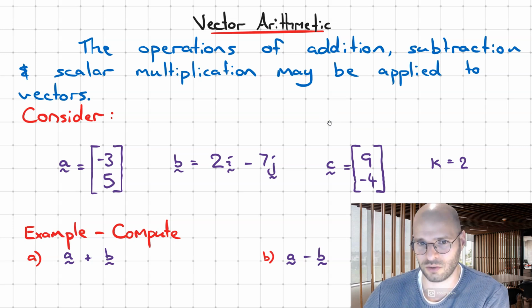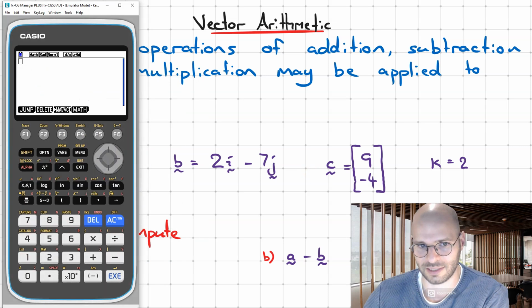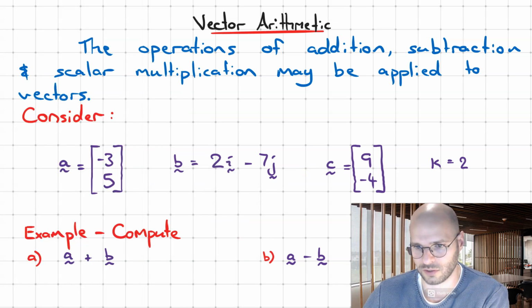In this lesson, we're going to go through the operations that we may use on vectors, those being addition, subtraction, and scalar multiplication. To begin with, we'll go through the manual operations of how we do this on pen and paper. After we've gone through those operations, we'll have a look at how we can use our technology to automate this for us.